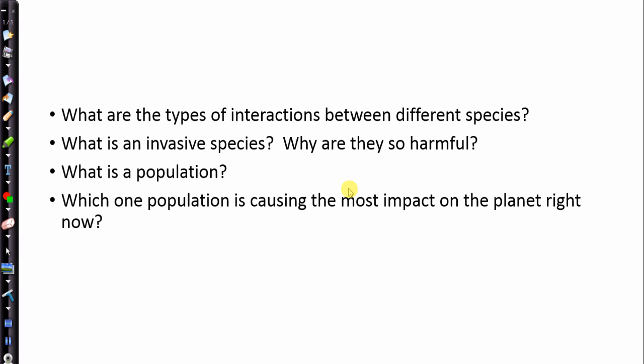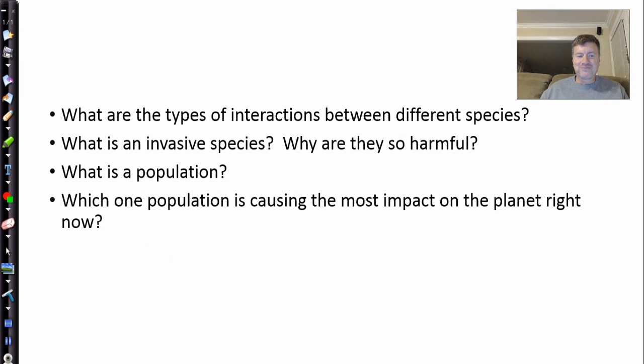Hey there, let's continue our look at ecology, and we're going to focus here on community level biology, looking at what happens as two different species interact.